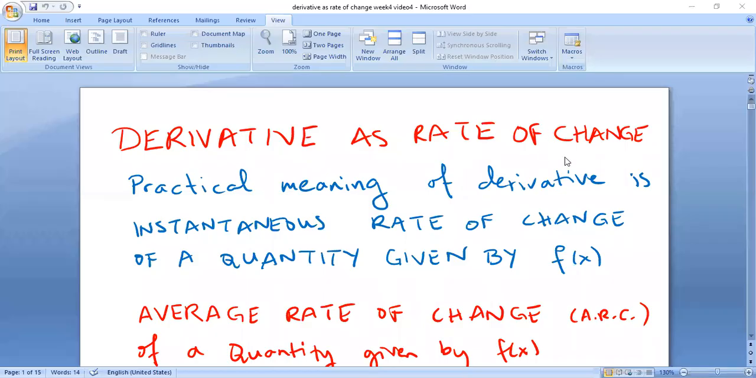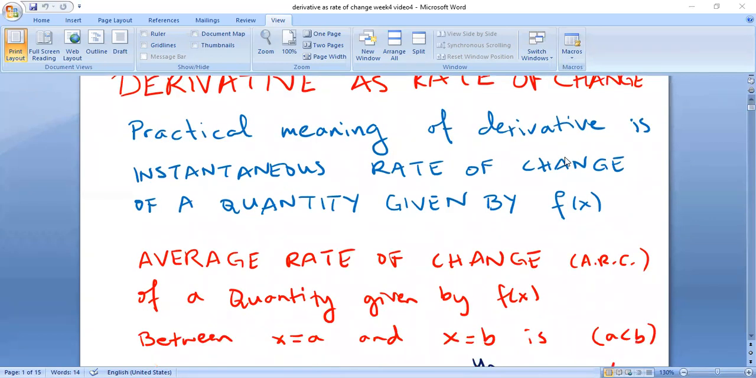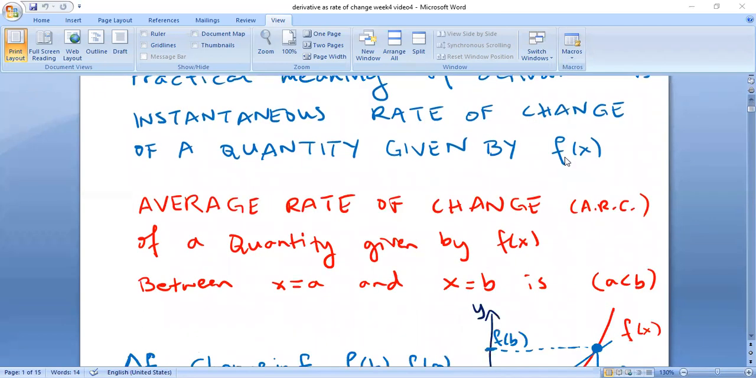Hi, in this video we are going to talk about derivative and derivative as a rate of change. First of all, remember that the practical meaning of the derivative of a function is the instantaneous rate of change of a quantity given by f of x. So, it all starts with the average rate of change idea.